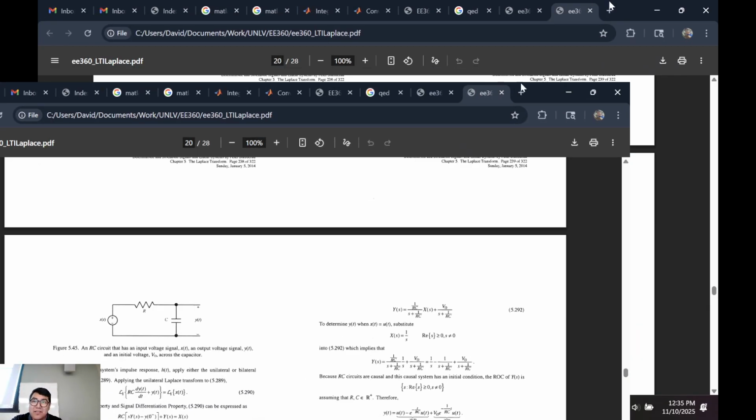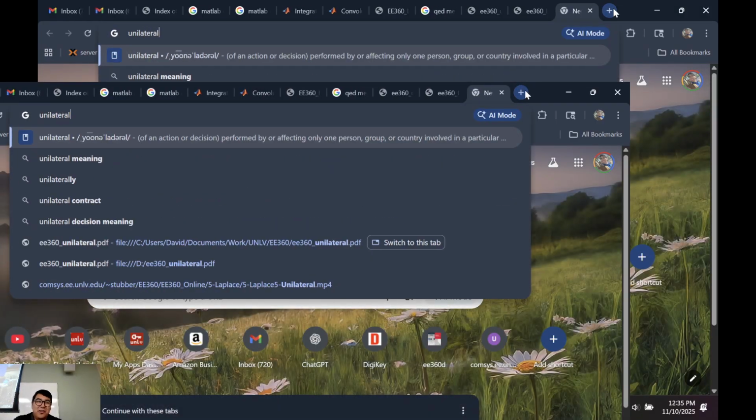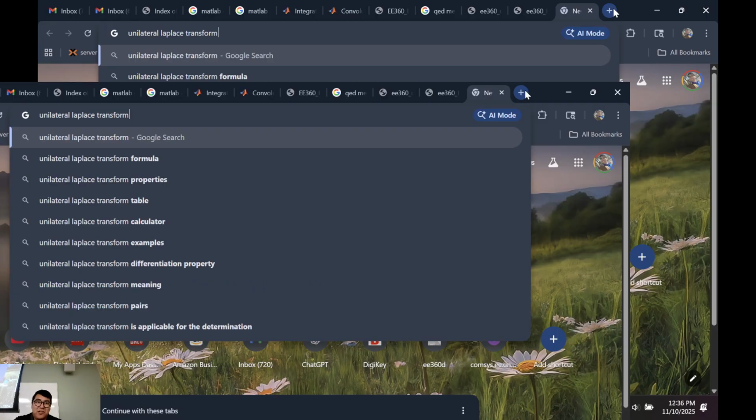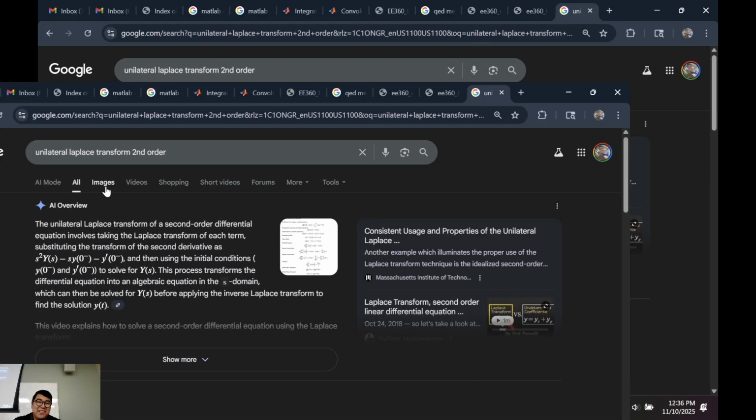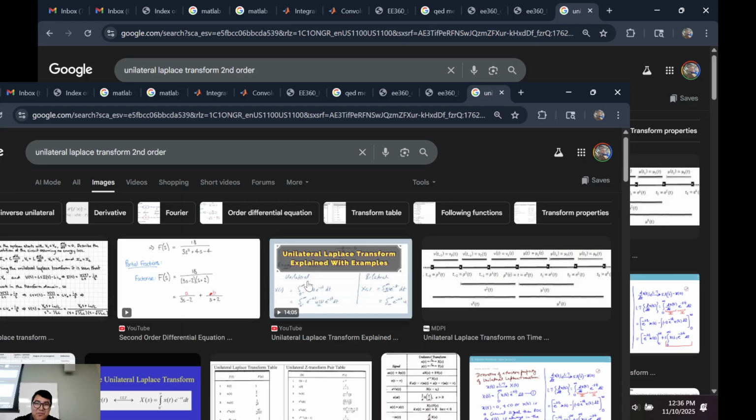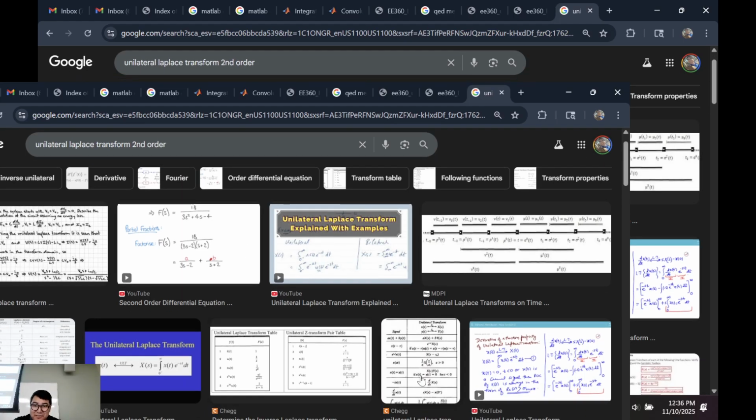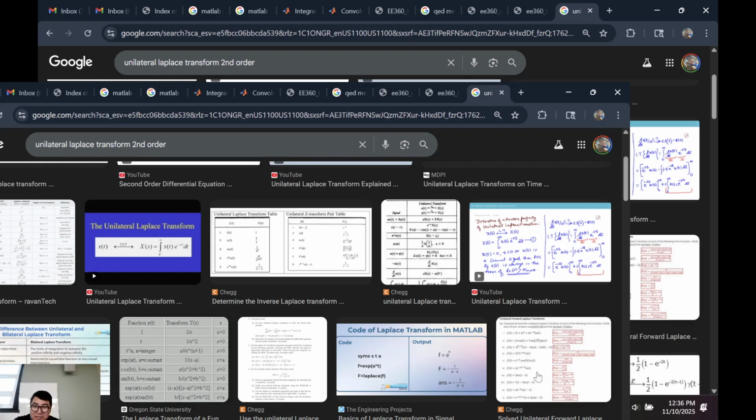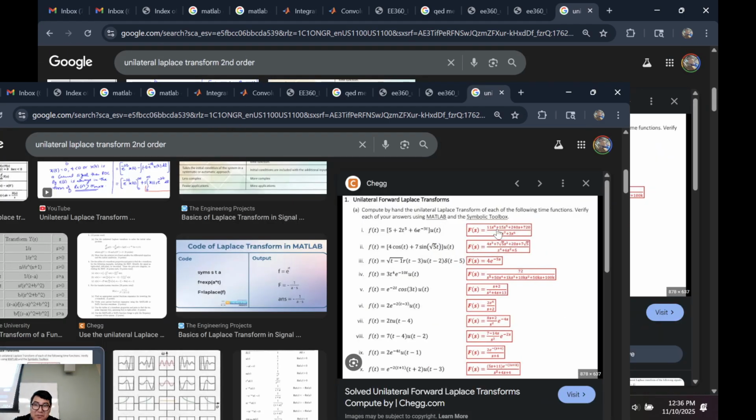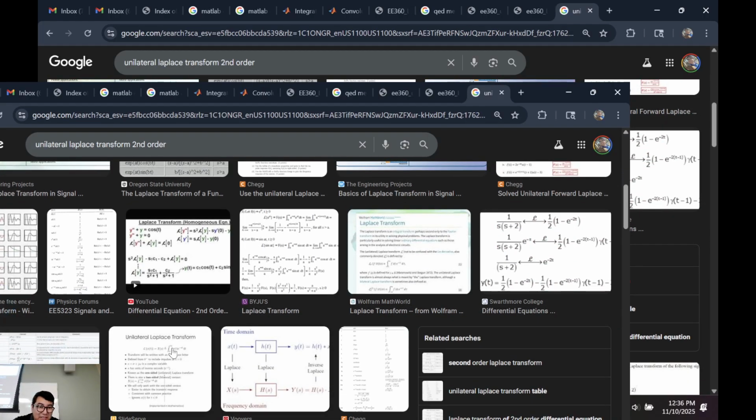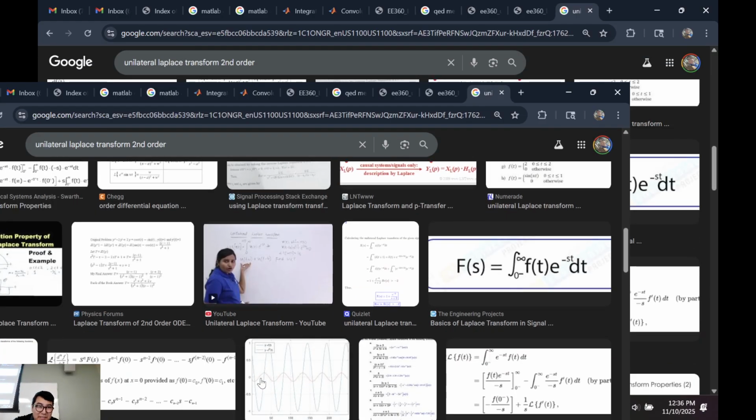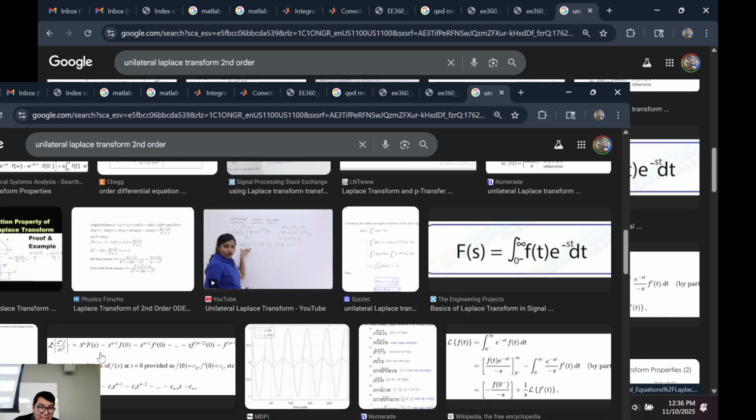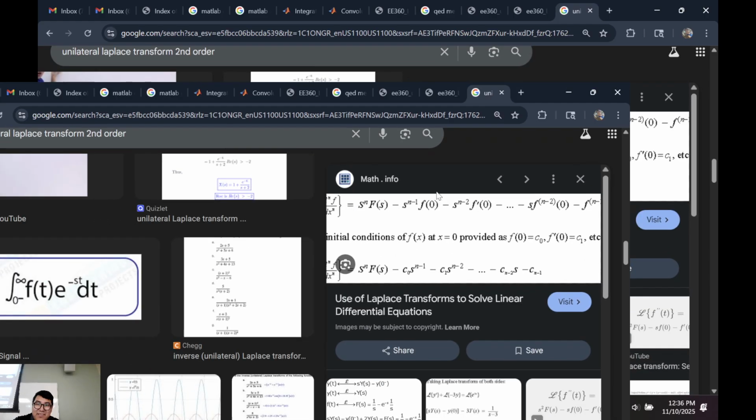Let me just see. Unilateral Laplace transform, second order. There we go. Is that good? Where is that proof? That's what I'm trying to find right here. Where are you, little guy? No, that's not what I want. Where is my unilateral Laplace transform? Let's see. Yeah, it's this puppy right here. See this right here? Yeah, okay, so I was kind of on track.